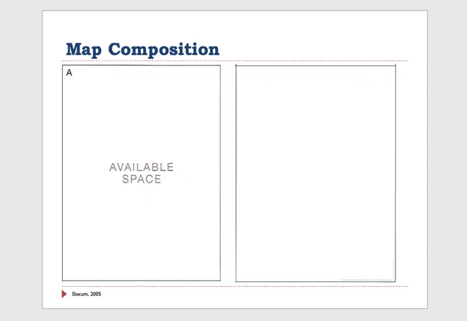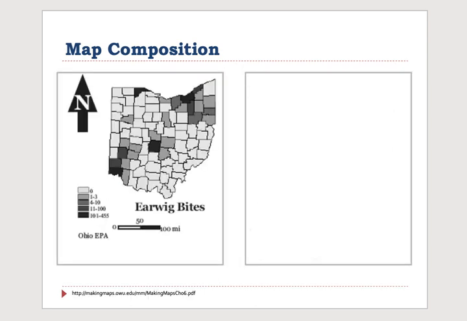So here's a map composition. It's an empty available space to put our map. We can see our eyes are immediately drawn to this large north arrow symbolizing the orientation of our map. And we don't even know what our map is about until we put our attention down here, and this is our title, Earwig Bites. So the placement of our map elements is not very good in this design.